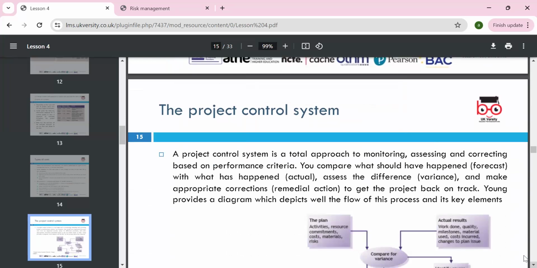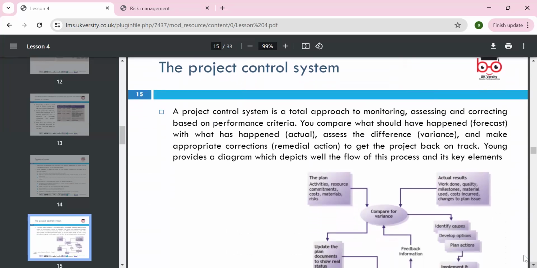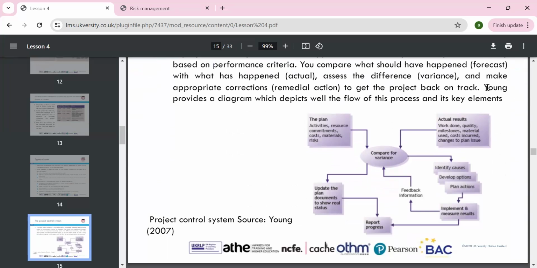Project management control is very important. It is an approach of monitoring, assessing, and correcting based on performance criteria, or a performance-based review that needs to be done. What do you plan, and what are the variances, which can be favorable and adverse? We can look at the variance, and the diagram provided shows how we can look at the plan.